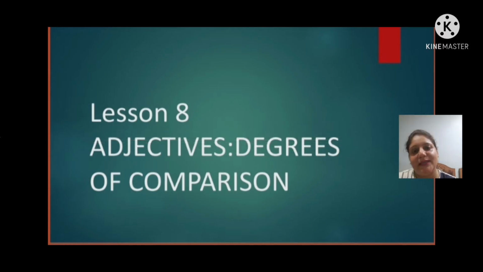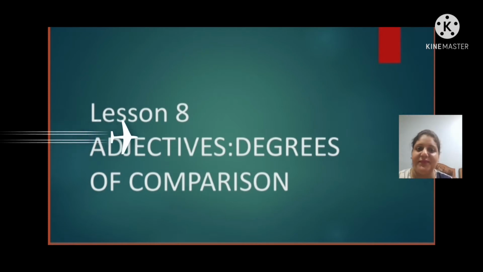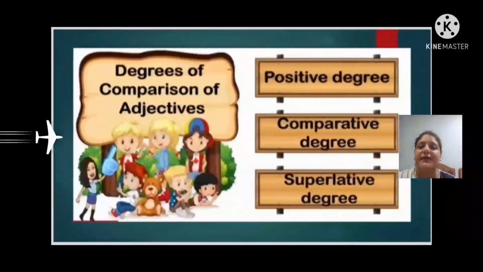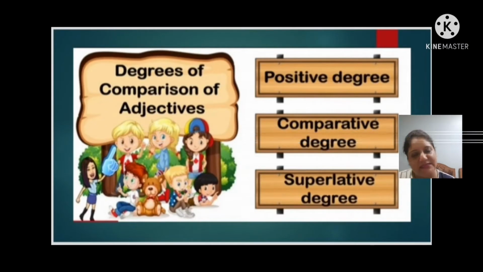Today, I'll explain to you lesson number 8 of English grammar, that is adjectives, degrees of comparison. An adjective of quality changes its form when it is used to compare one noun with another. When we are comparing one noun with another noun, the adjective of quality changes. So this change is called the degree of comparison of an adjective. There are 3 degrees of comparison of adjectives: positive degree, comparative degree, and superlative degree.